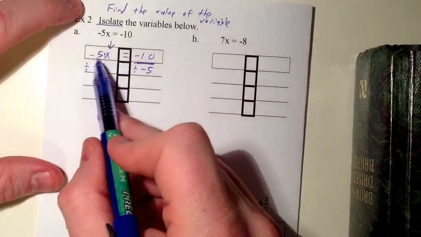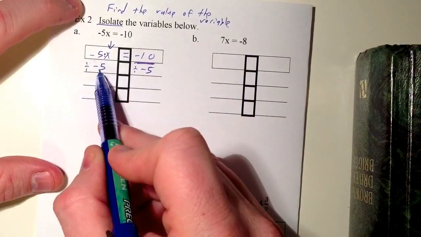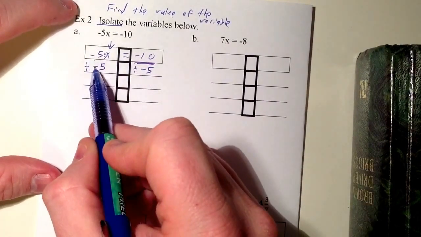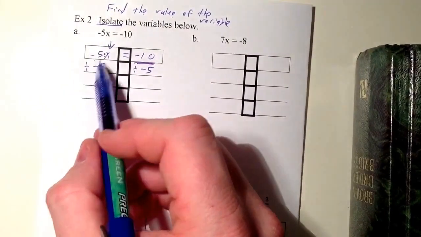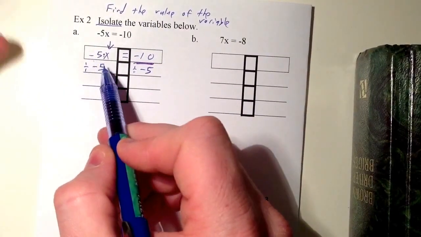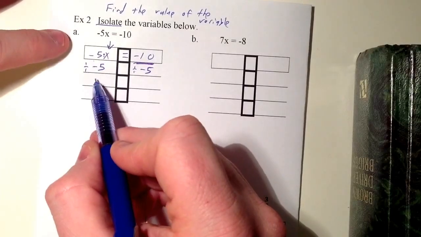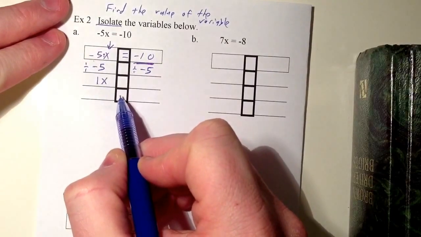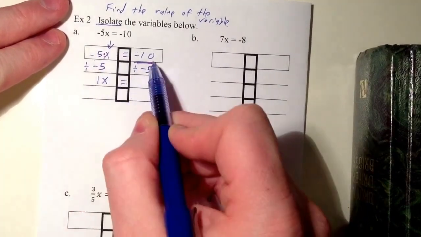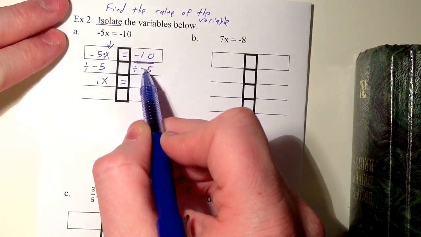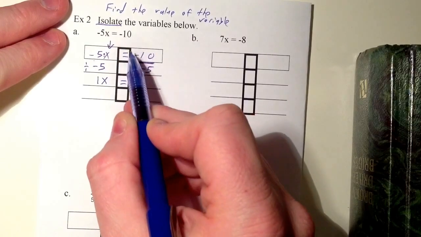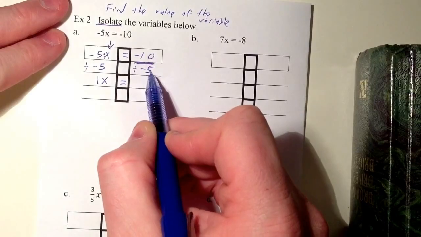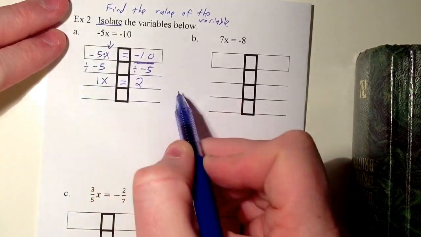There's a times negative 5 over here, so I'm going to divide by negative 5, divide by negative 5. The reason is, what's a negative and a negative? A positive. We want the signs to go away. What's 5 divided by 5? It's a 1. So this is technically 1x. We'll come back to this in a second. Over here, what's a negative divided by a negative? It's a positive. And what's 10 divided by 5? That's going to be 2.